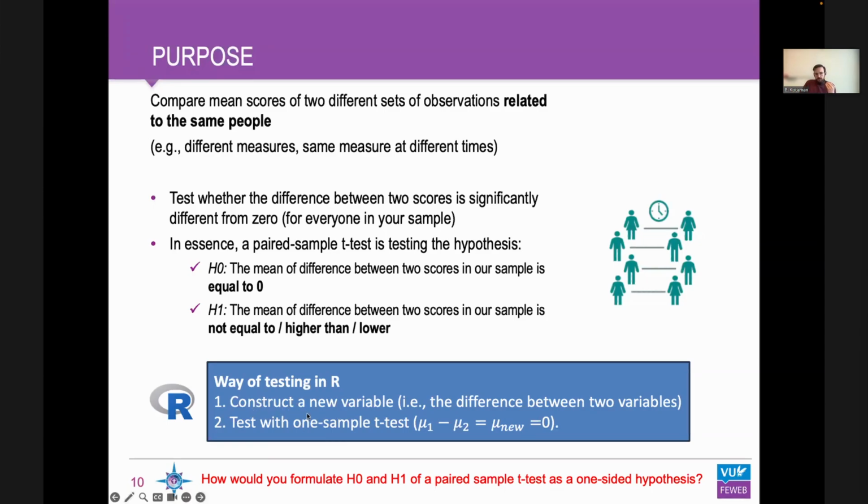So for that, we actually construct a new variable. We take the difference between the two and then test with a one sample t-test. So we test the difference between the two means, but using a one sample t-test.